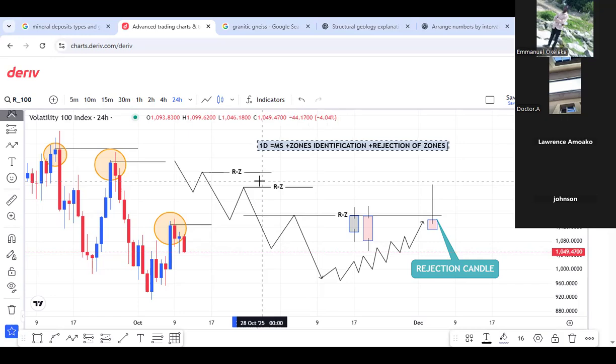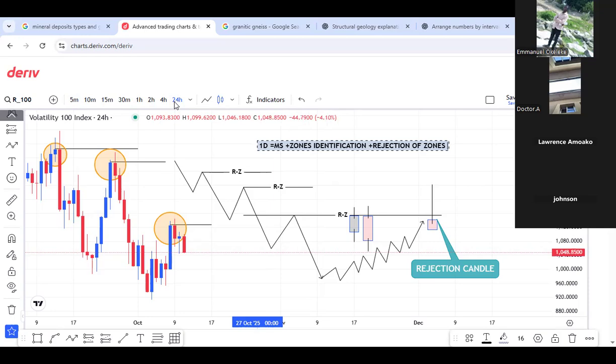If you look, we are on the 24-hour time frame, which is 1 day, and this is all we have done on it. Market structure, which is bearish. Zones identification: if it is bearish, what are we looking for? We are looking for resistance zones. We have identified how to pick the proper resistance zone. It is made up of a buy candle and a sell candle. And after that, rejection of zone, which we have also spotted.